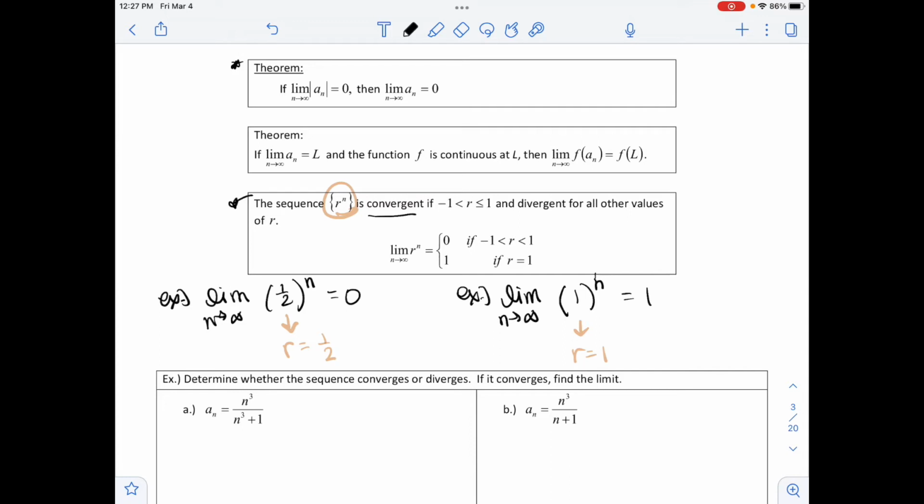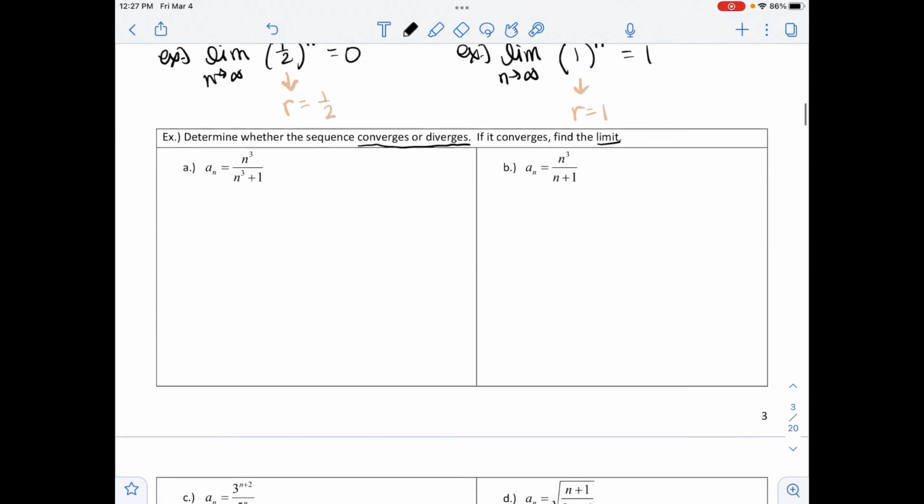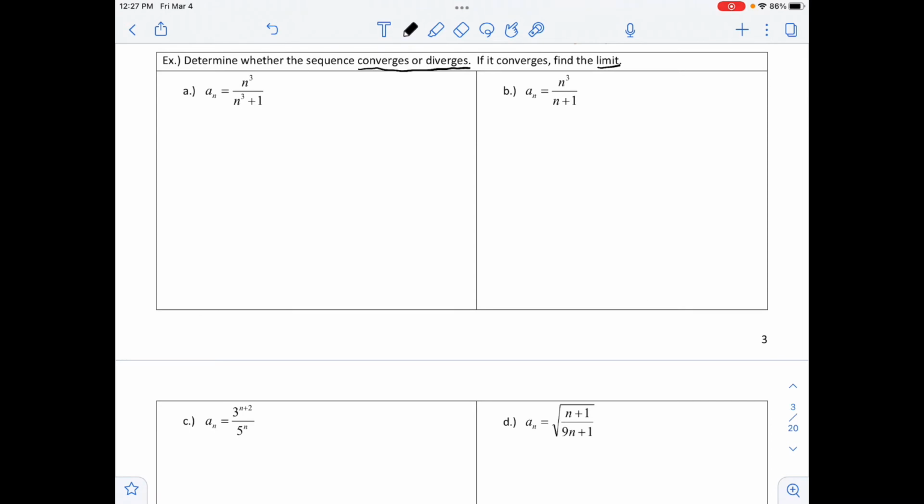So right below this, the example says determine whether the sequence converges or diverges, and then if it converges, find its limit. The first one, part A, says a sub n equals n to the third over n to the third plus 1. What we need to do is take the limit as n approaches infinity to determine if this is going to converge or diverge. If you were to evaluate this as n approaches infinity, note that this would equal infinity over infinity, which we know is indeterminate.